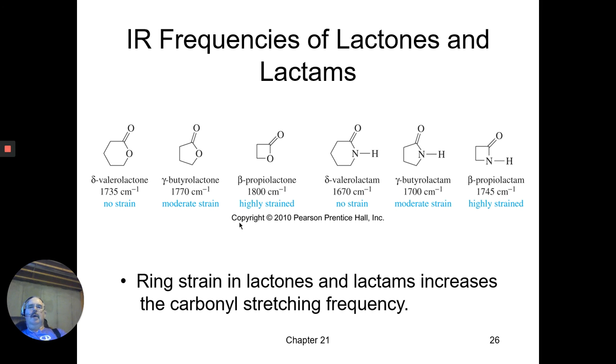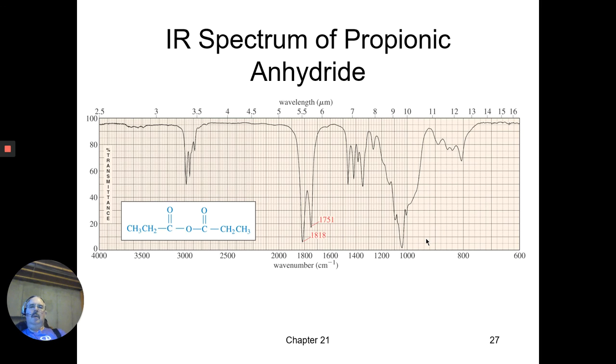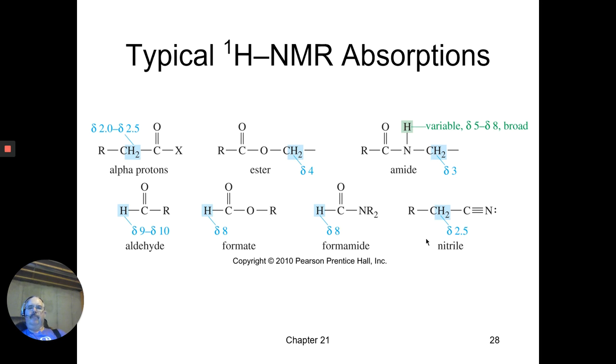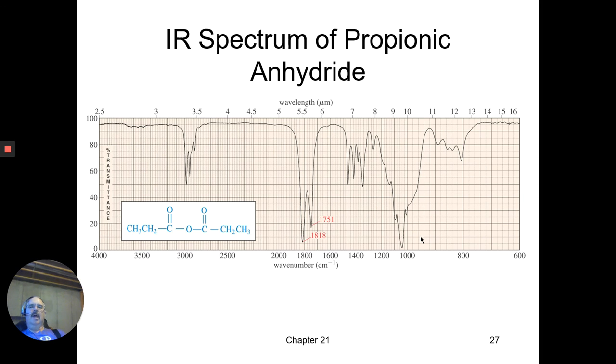Okay, looking at lactones and lactams, notice here that ring strain increases the carbonyl stretching frequency. We also see that with lactams. Okay, so here is propionic or propanoic anhydride. Notice we have 2 carbonyl stretches.